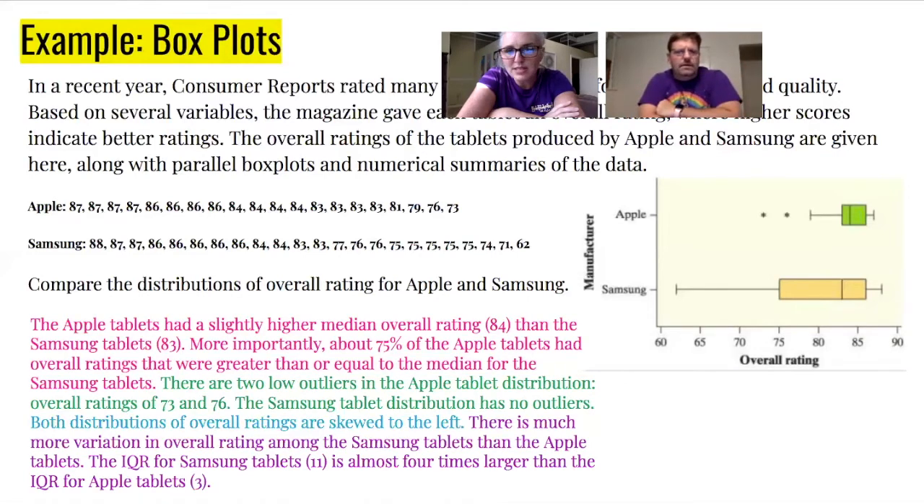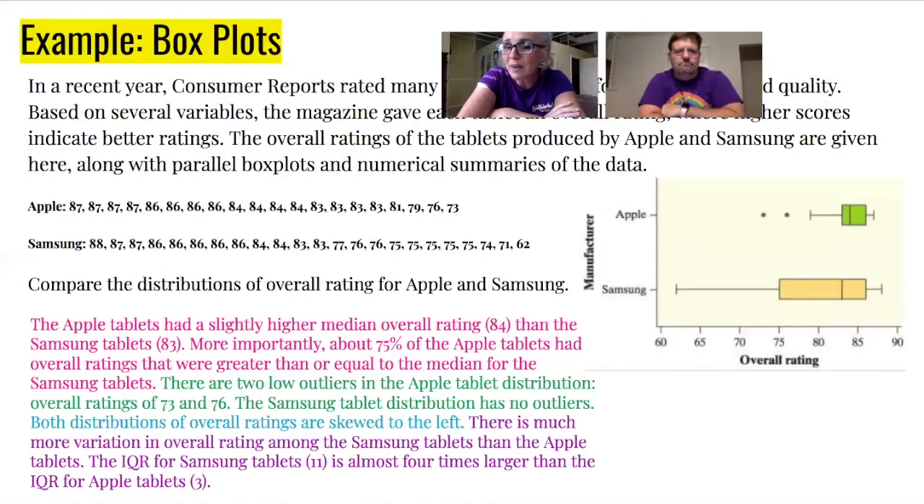And then you want to say something about the variation. Make sure that the variation you're talking about is IQR. I went so far as to say that it really looks like the IQR of the Samsung is 4 times larger than that of the Apple.